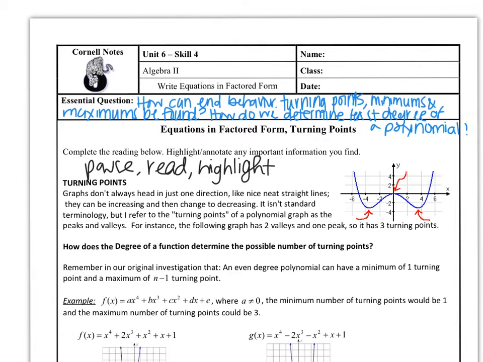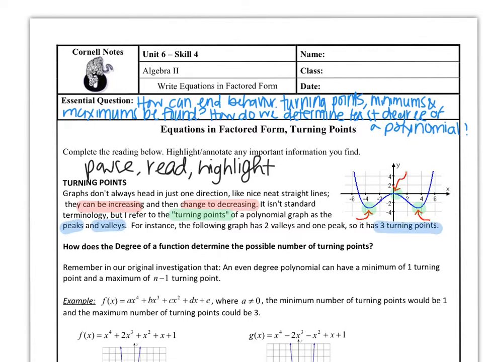So in this section here, we're talking about how graphs change directions from increasing and then they change to decreasing. Those are called turning points. So these spots here where we turn from increasing down to decreasing are turning points, and we refer to them as peaks and valleys. For example, this graph has 2 valleys and 1 peak, so therefore it has 3 turning points on this graph.